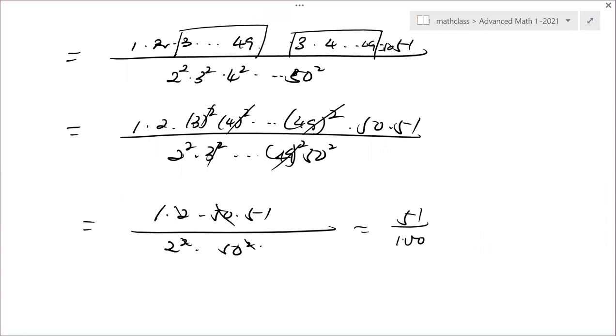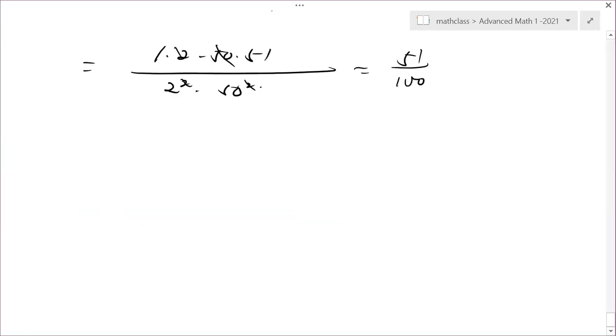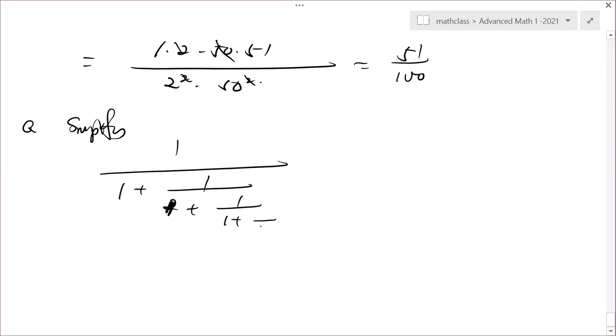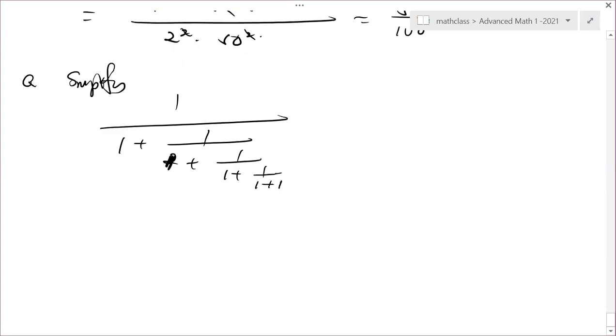Finally, I want to talk about one type of problem, which is giant fractions. We have to simplify them. Okay, so simplify 1 over 1 plus 1 over 1 plus 1 over 1 plus 1 over, and I think let's stop here. Simplify this expression, okay? And I'll give you 1 minute.